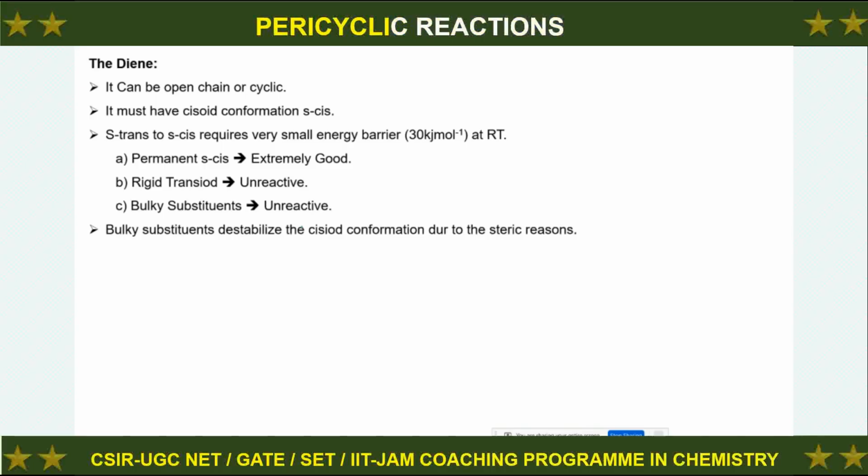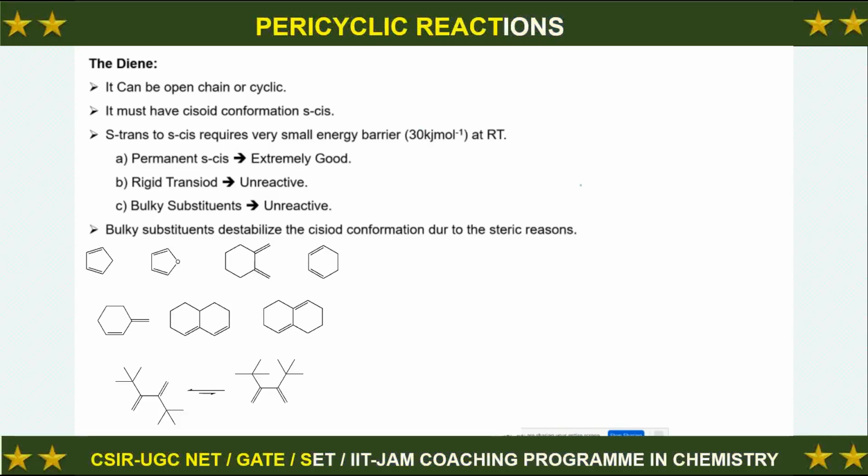So it is unreactive. If bulky substitutions are present in a non-rigid transoid also, when it turns to the cis side, it forms some bulky steric interactions. So it automatically tries to be a transoid, which also looks like a rigid transoid, so that also must be unreactive. Why? Because of the steric reasons. I will show you this.